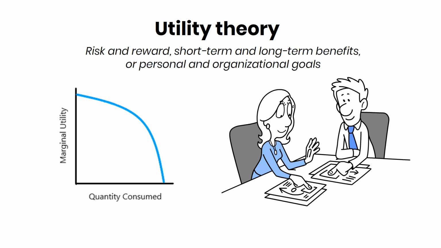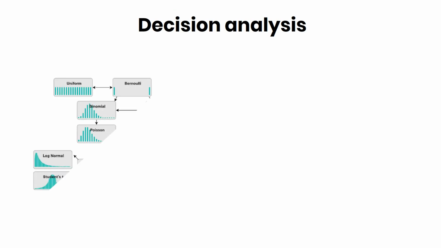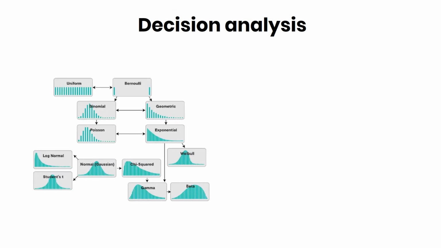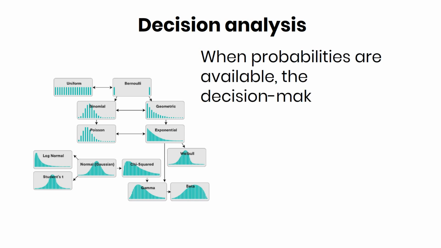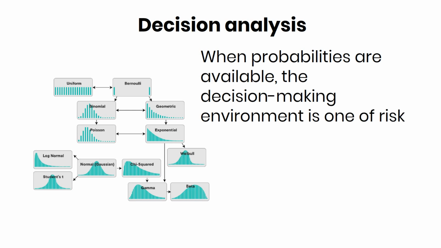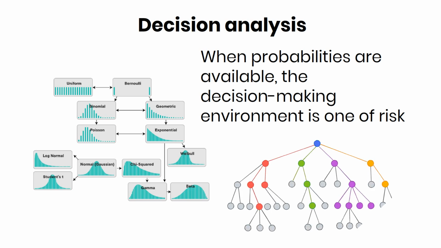In decision analysis, decision variables are the elements that decision-makers can control to influence outcomes. Understanding and manipulating these variables is crucial for optimizing decisions. Probabilities are associated with states of nature, representing the likelihood of different conditions that affect decision outcomes. When probabilities are available, the decision-making environment is one of risk, allowing decision-makers to use probability distributions and expected values to guide their choices.